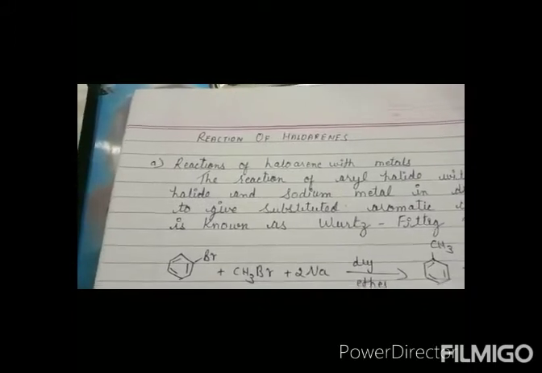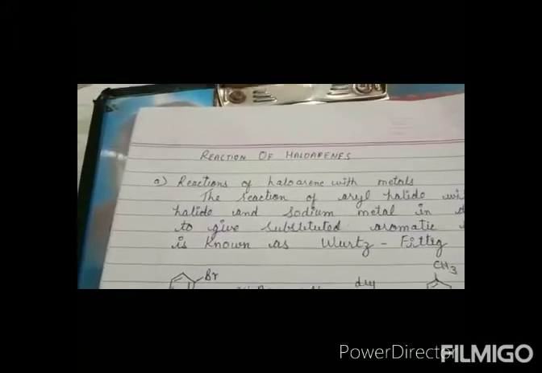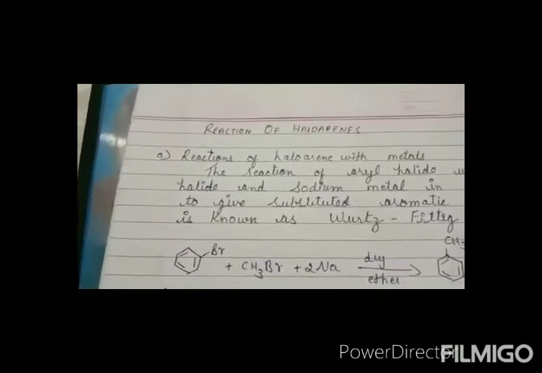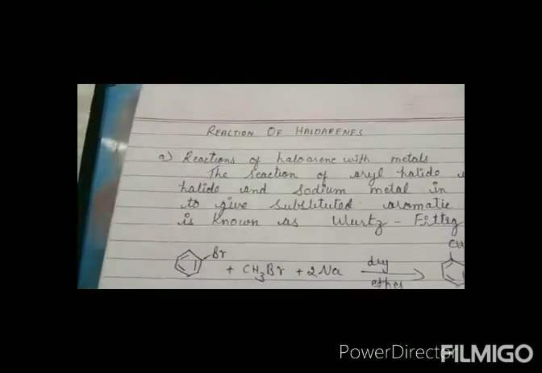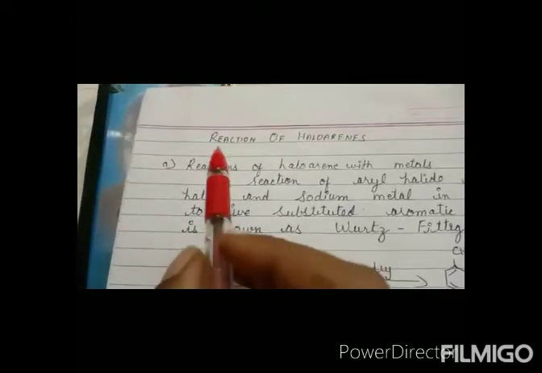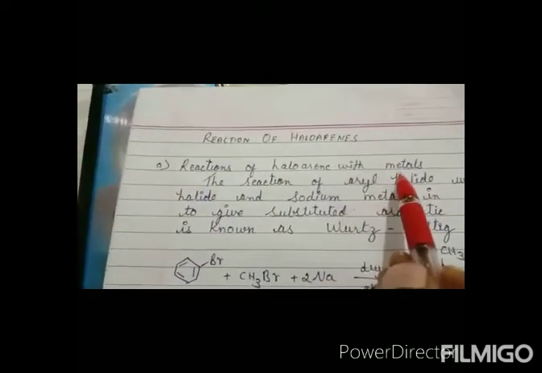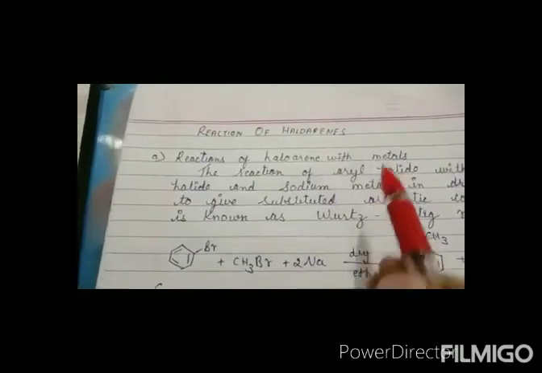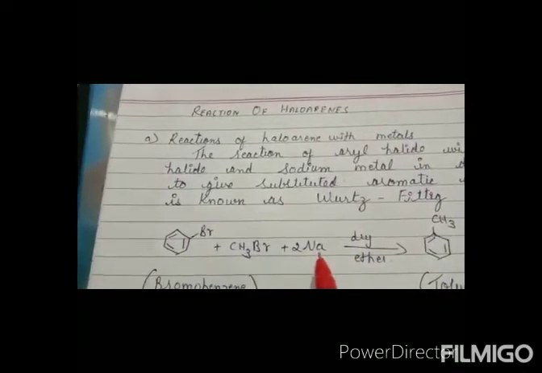Hello students. In the previous lecture, we completed the reactions of halogen derivatives. Today we are going to start with the reactions of haloarenes, that is the aromatic ring. The first one is the reaction of haloarene with metals. The metal which we are going to use over here is sodium metal.